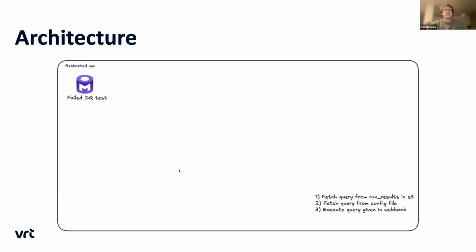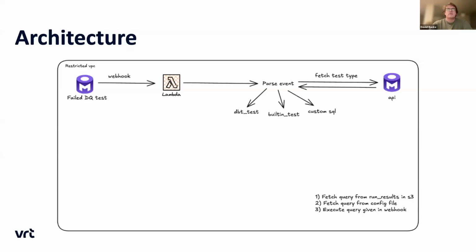So I'll quickly go over the architecture of what we set up. So we start with a failed data quality test. Here you could specify an external destination. In our case, it's a webhook, and in the background, it's a Lambda function, but this could be any kind of cloud function. First step is to parse the given event and also fetch the test type.